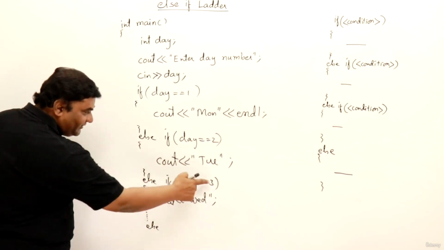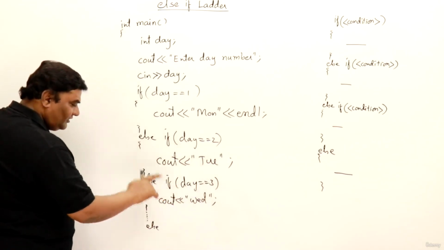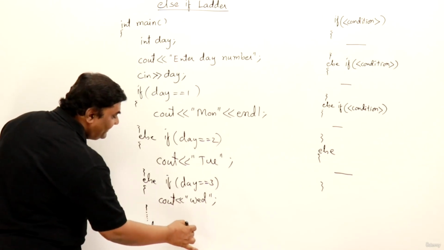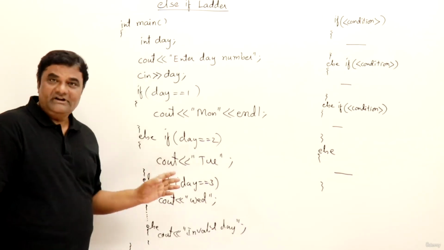So continue. For 3 I have written 4, 5, 6, 7. All you have to write on. Then after that, see, out invalid day. So this is the program.